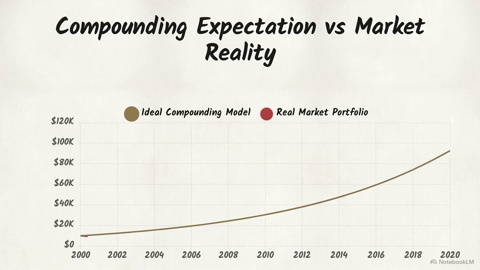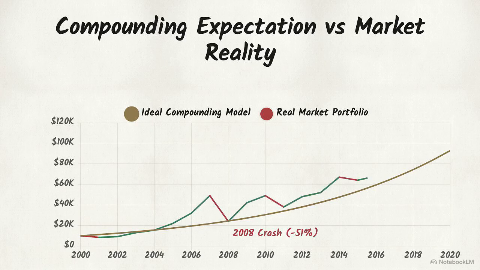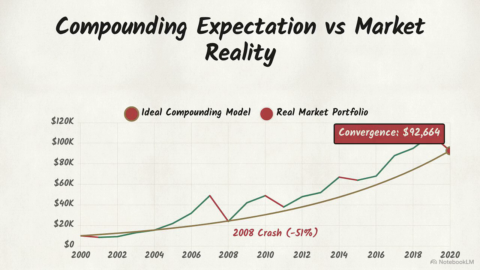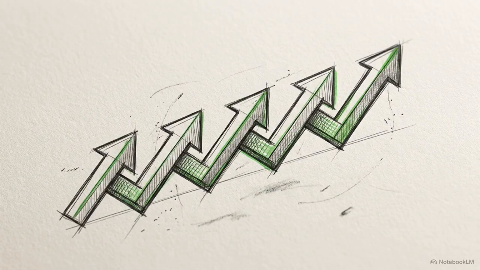But if you subject that same $10,000 to the actual financial markets over that exact same 20-year period, the journey looks like this. Look closely at the terminal point. Despite the violent, unpredictable path, the real-world portfolio arrives at the exact same $92,664 mark. We are taught to view wealth accumulation as a deterministic process, a reliable engine where capital steadily accelerates without interruption.